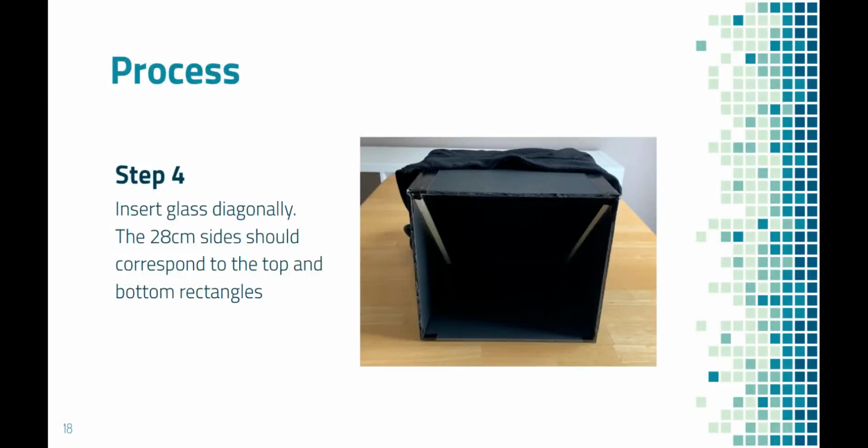The last step is to insert the glass. The 28-centimeter side should correspond to the same side length from the rectangles. The reason I didn't make the teleprompter with the 35-centimeter side is because it would make a single line of the text too long, so you will have to glance from left to right again. That's why the 28-centimeter side is used for the length. Now the teleprompter has been created.